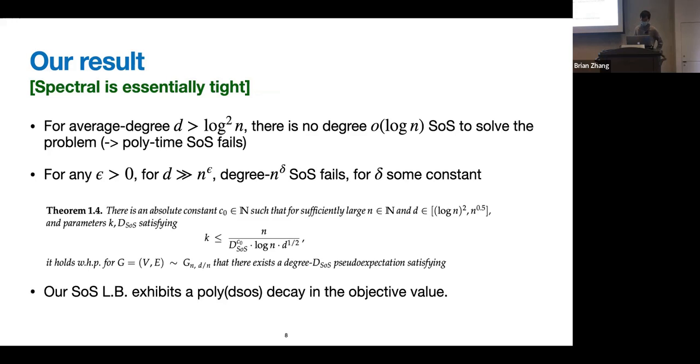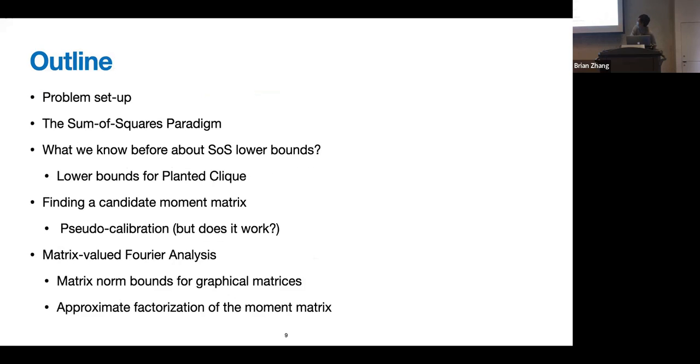And for the experts, I want to emphasize that our SOS lower bound exhibits a polynomial in degree decay in the objective value. So this is an improvement from planted clique, in which the objective value is going to decay exponentially with respect to the sum of squares degree. Okay, and here will be the outline of the talk.